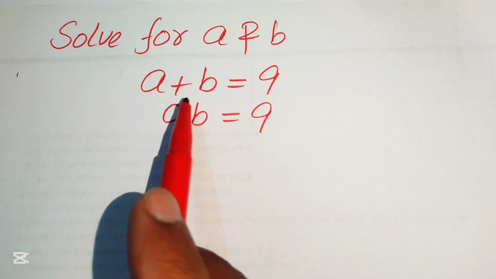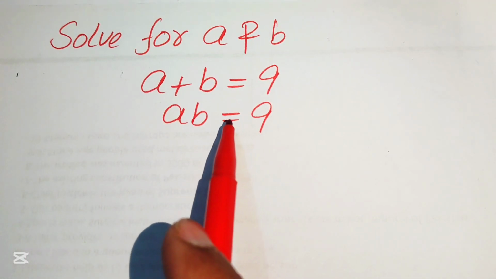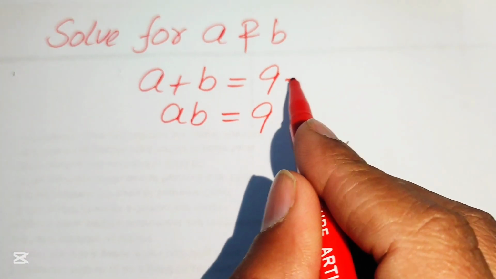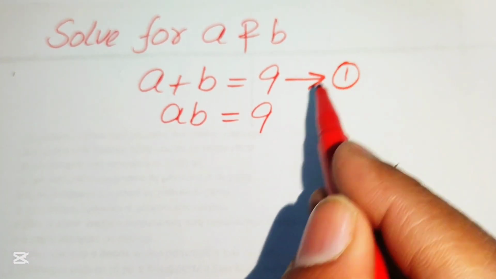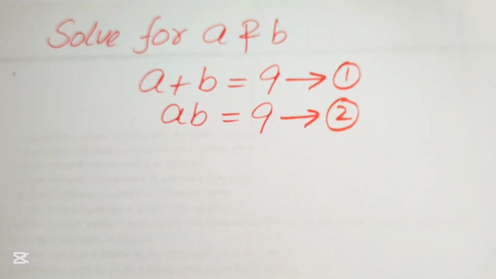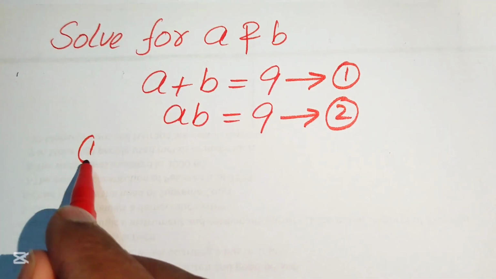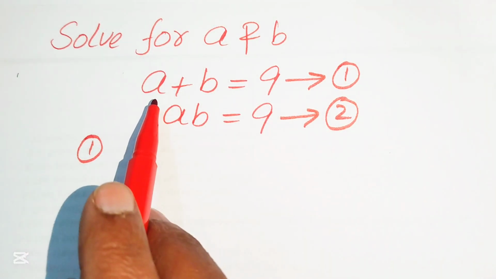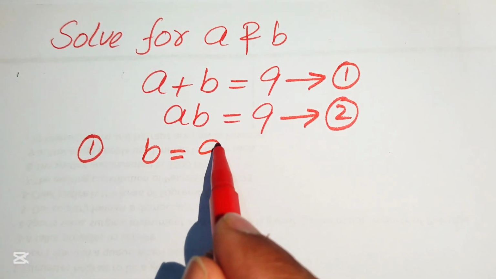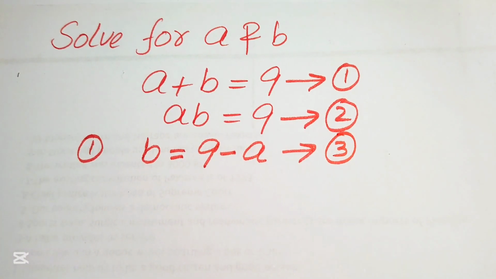So here we have a plus b equals 9 and ab equals 9, and we solve this problem for the values of a and b. First we take this as equation number 1 and this as equation number 2, and now in order to find the values of a and b we need to first focus on equation number 1. From equation number 1, we move this a to the right hand side and it will be written as b equals 9 minus a, and we call this equation number 3.